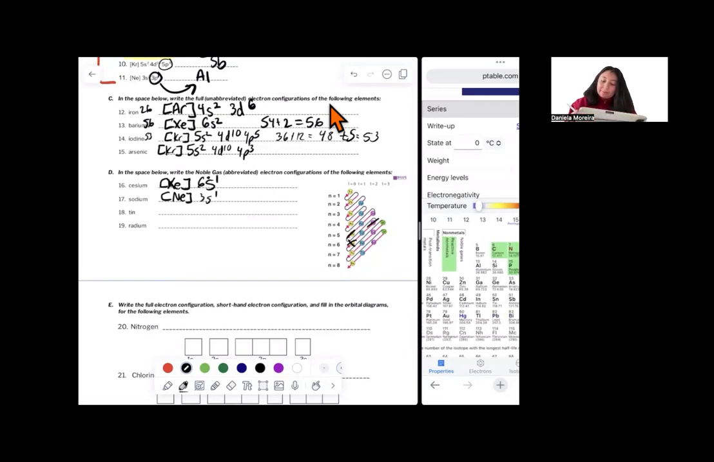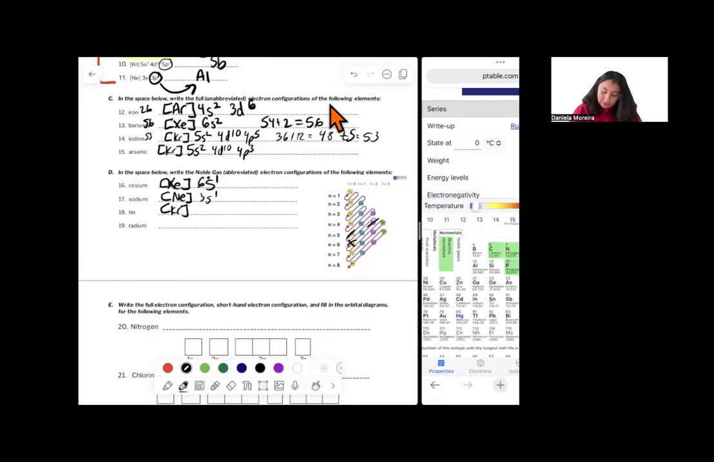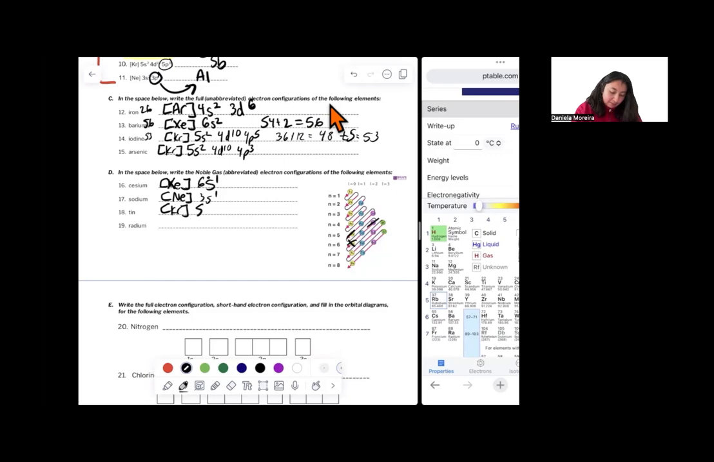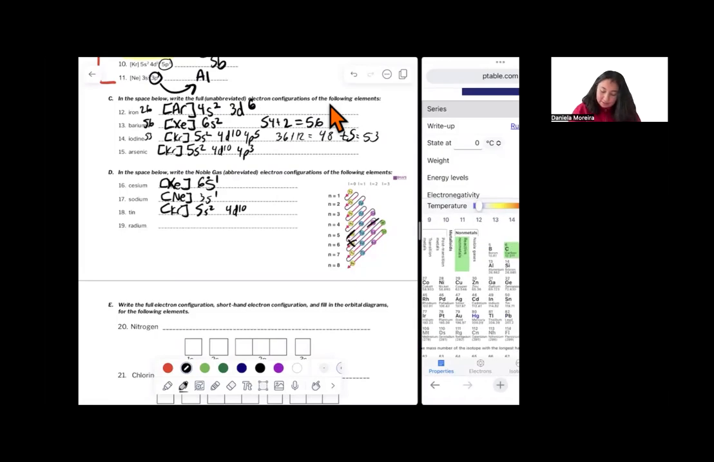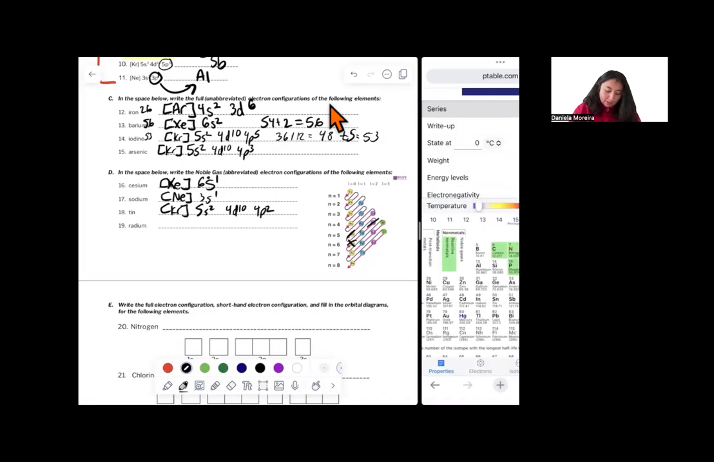Tin is 50. The nearest noble gas to tin is krypton. Krypton is period 4, so we'll start at period 5. We're going to start at 5s2, then 4d10, and then tin would be 1, 2, 4p2. Lastly, radium. Radium's closest noble gas is radon.